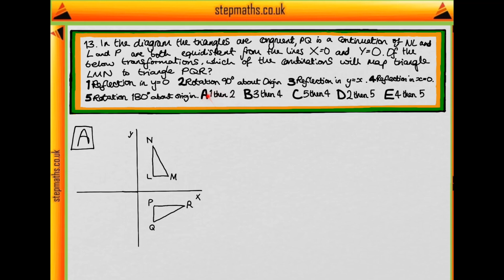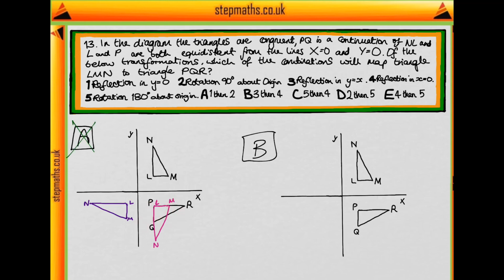So A is 1 then 2, so it's reflection in y equals 0, which is this line here, followed by a rotation 90 degrees about the origin. So let's have a look what this looks like. Well, reflection in the x-axis looks like this, and then we're rotating it around here, which will look like this. Even if you can't be 100% sure of where the rotation will end up, you know that it's going to end up in this quadrant if it's rotating around. So it clearly can't rotate onto this. So we can rule A out.